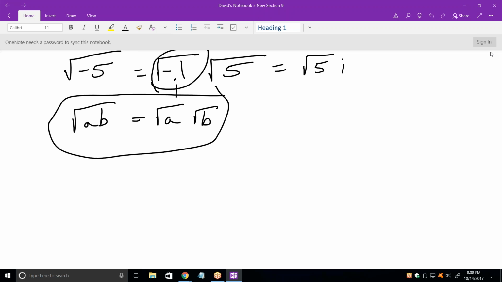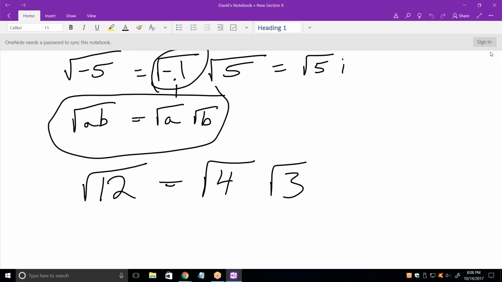If I say, what is the square root of 12? Well, that's equal to the square root of 4 times the square root of 3. So you can always separate square roots into two factors. In this case, whenever you're dealing with a negative number, always take the -1 out, and then it becomes an easy problem.